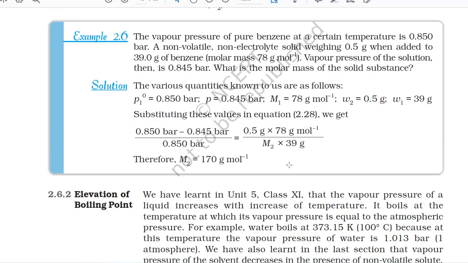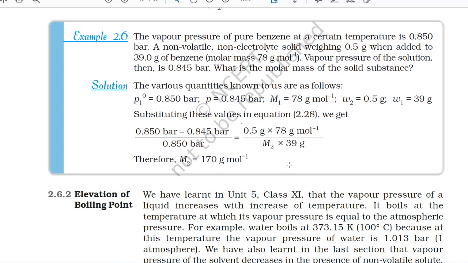Example 2.6. The vapor pressure of pure benzene at a certain temperature is 0.850 bar. A non-volatile, non-electrolyte solid weighing 0.5 gram is added to 39 gram of benzene (molar mass 78 gram per mole). Vapor pressure of the solution then is 0.845 bar. What is the molar mass of the solid substance?